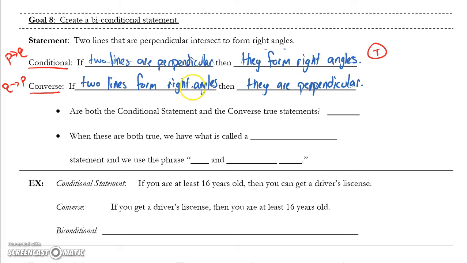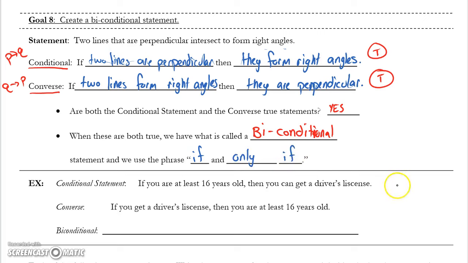Now, if the lines form right angles, so we know they're intersecting and they're forming right angles, well, what do we call that? We call that perpendicular. That's also a true statement. So, since I have answered this question, yes, the conditional and converse are both true. I have no counterexample to either one. We have what we call a biconditional statement. And we use the phrase if and only if.